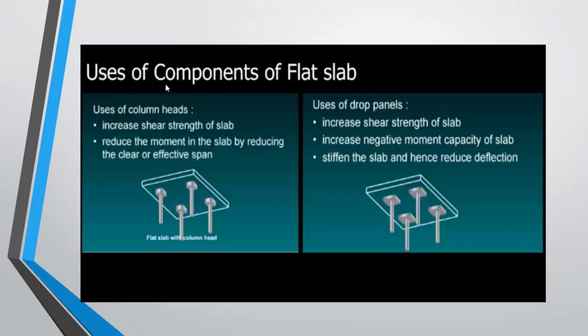Now, the usage of the components of a flat slab: why are we using a column head and why are we using a drop panel? The column head increases the shear strength of the slab, and the drop panel also increases the shear strength of the slab. The second point is that the moment in the slab is reduced by the reduced effective clear span. The drop panel increases the negative moment capacity of the slab and enhances its stiffness, so the deflection is also reduced.